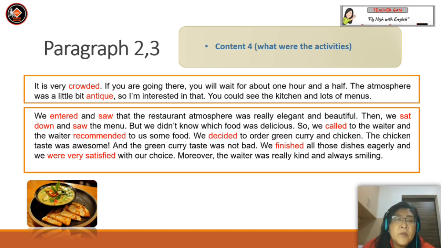Another example, we entered and saw the restaurant's atmosphere was very elegant and beautiful. Then we sat down and saw the menu. But we didn't know which food was delicious. So we called the waiter and the waiter recommended some food to us. I decided to order green curry and chicken. The chicken tasted really awesome and the green curry tasted not bad. We finished all those dishes eagerly and we were very satisfied with our choice. Moreover, the waiter was really kind and always smiling.